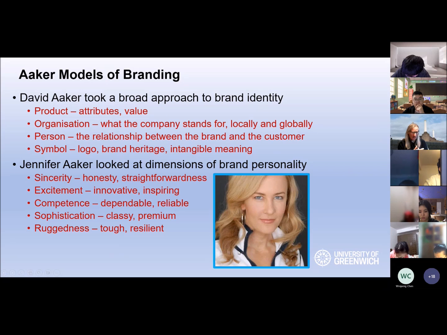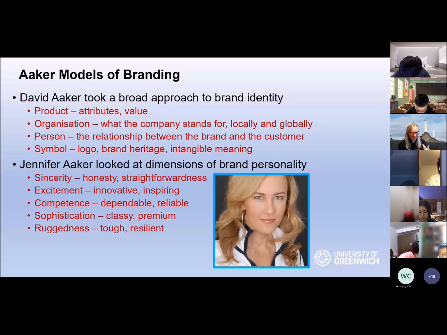Okay, we need theories that explain branding. Two very well-known names in this academic discipline are the Aakers, David Aaker the father, Jennifer Aaker the daughter. David Aaker took a very broad approach to brand identity, saying that it has four different aspects. There's the product itself, what attributes the product has, how it's valued by the consumer. So the iPhone, for example, you value the style, the simplicity, the elegance of an iPhone. The organization itself, we've seen this with Apple.